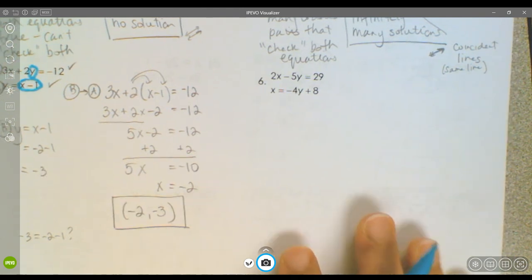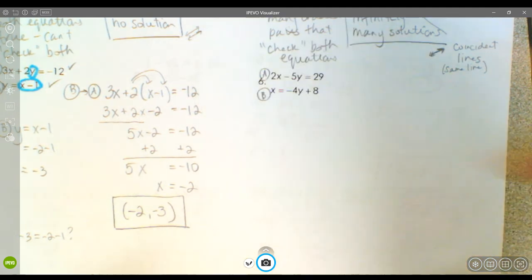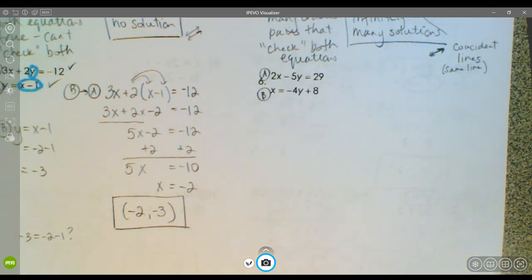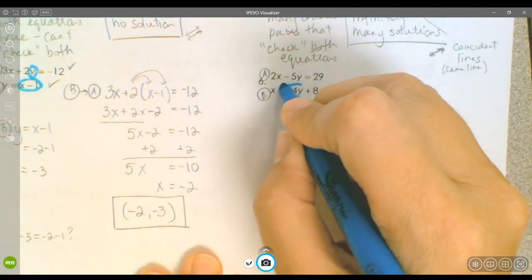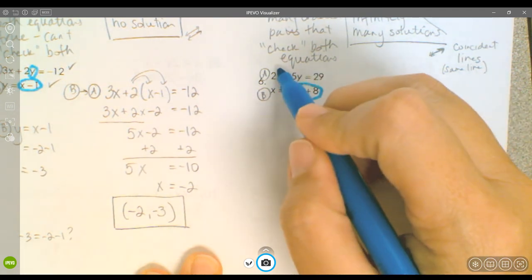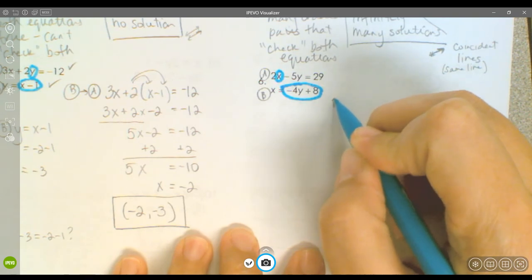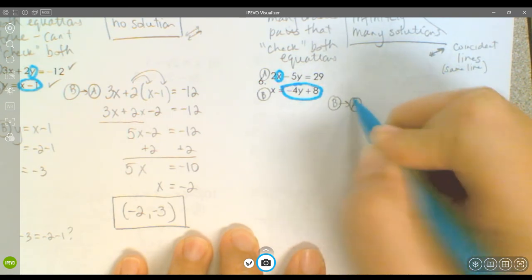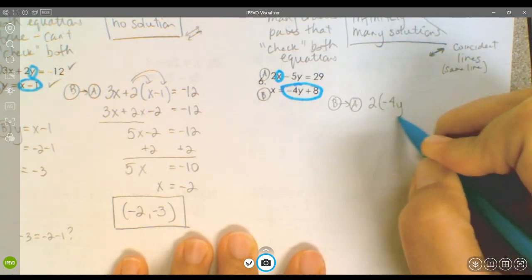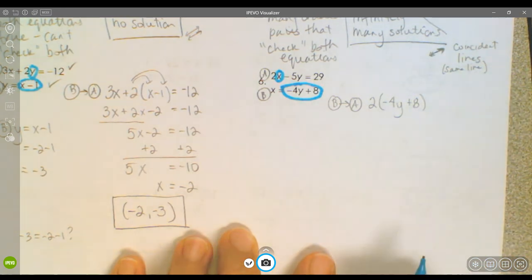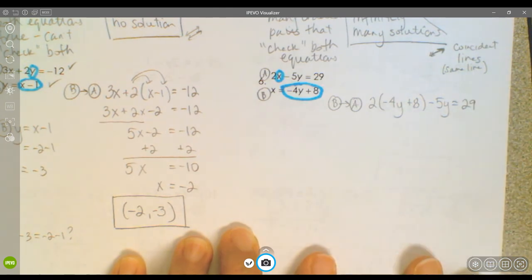All right, so finally, let's look at number 6 here. Again, I use my usual labeling here of A and B. Where is my variable isolated? The bottom equation, and it is x that's being isolated. So that will substitute for x in the top equation. So the information in equation B substitutes into equation A. So instead of 2 times x, I've got 2 times negative 4y plus 8 minus 5 times y, and that will equal 29.